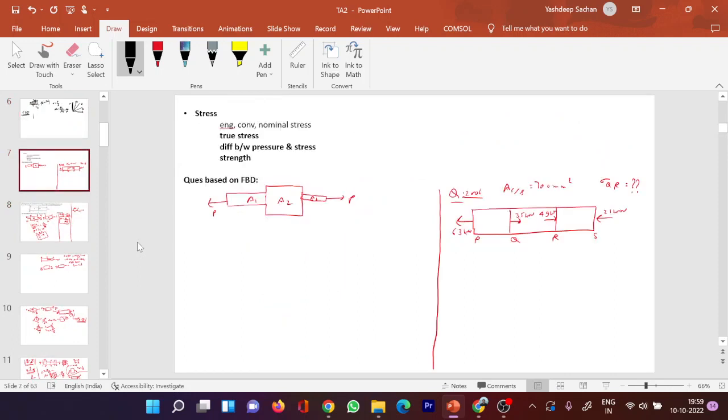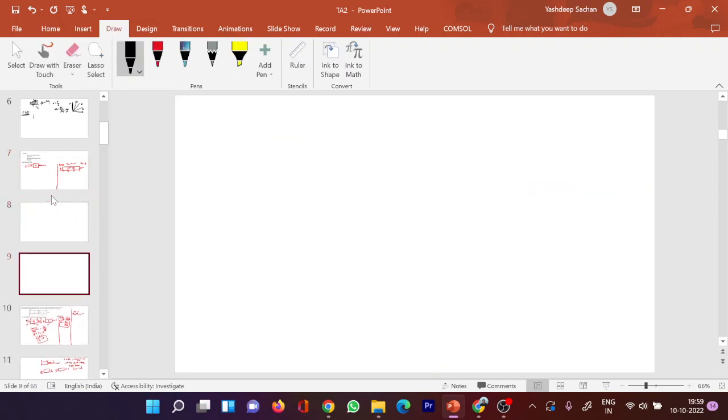Okay. Now coming to what is engineering stress and what is true stress? Anyone can tell? Sir, in engineering stress we take the load upon the original area, and in true stress we take the instantaneous area.